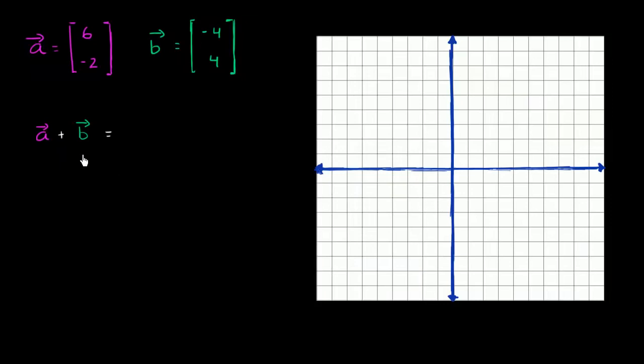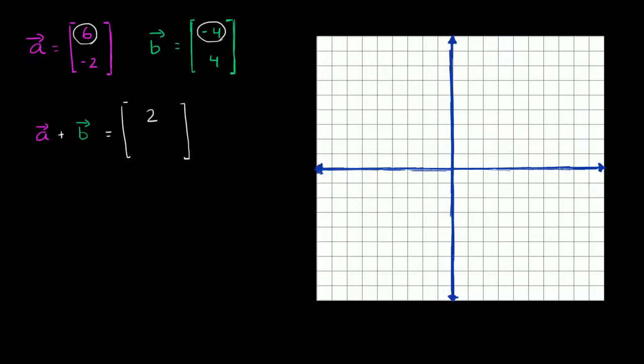Well, one thing that might jump at your mind is, look, each of these are two-dimensional. They both have two components. Why don't we just add the corresponding components? So for this sum, why don't we make the first component of the sum just the sum of the first two components of these two vectors? So why don't we just make it 6 plus negative 4? Well, 6 plus negative 4 is equal to 2.